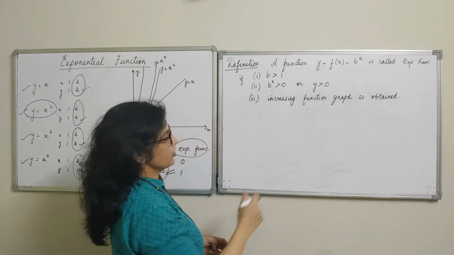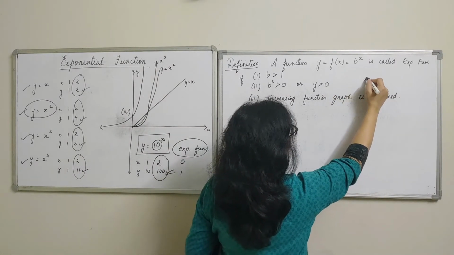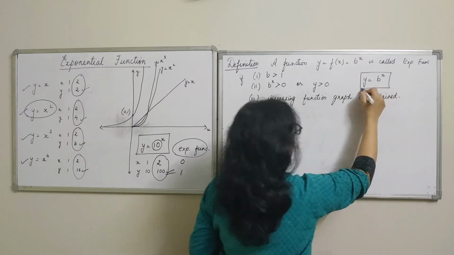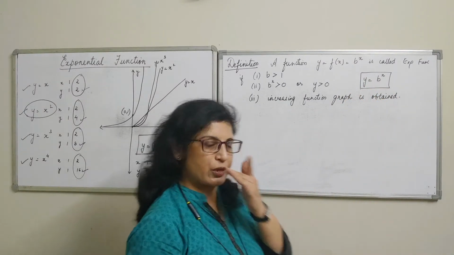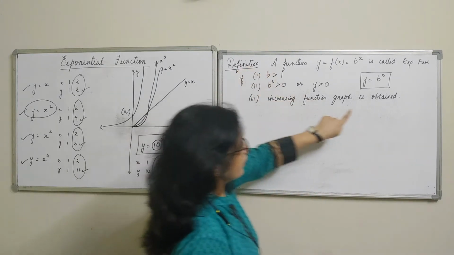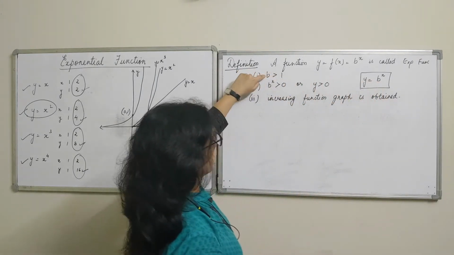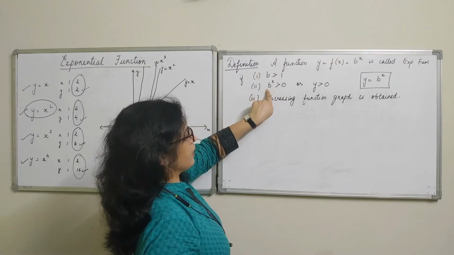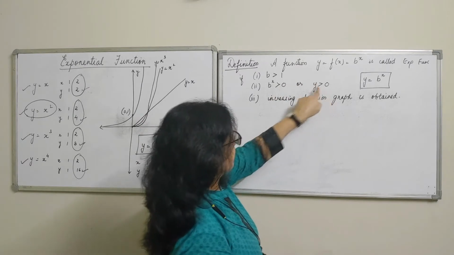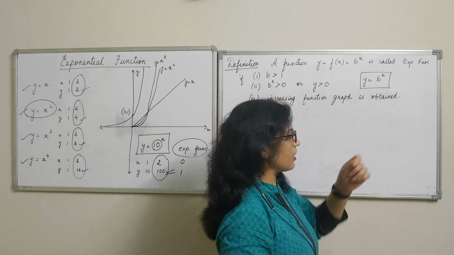So there are three conditions here. So I'll rewrite this equation here. Y is equal to b to the power x. This is in standard form called the exponential function. What is special about exponential function? The base is greater than 1. B to the power x always has to be greater than 0, hence y will also be greater than 0, and the increasing function graph is obtained.